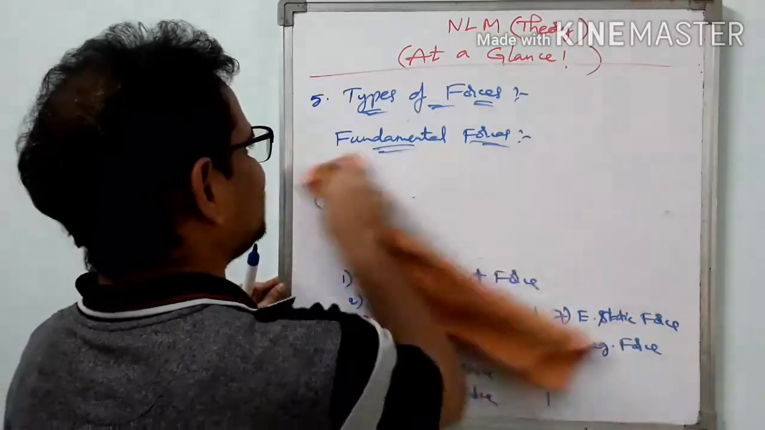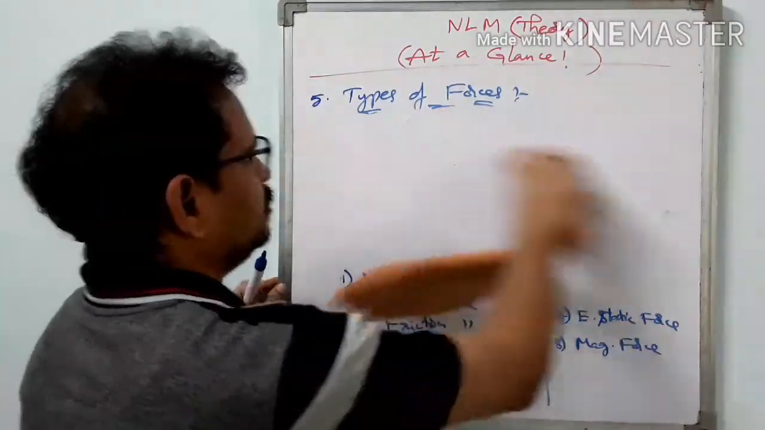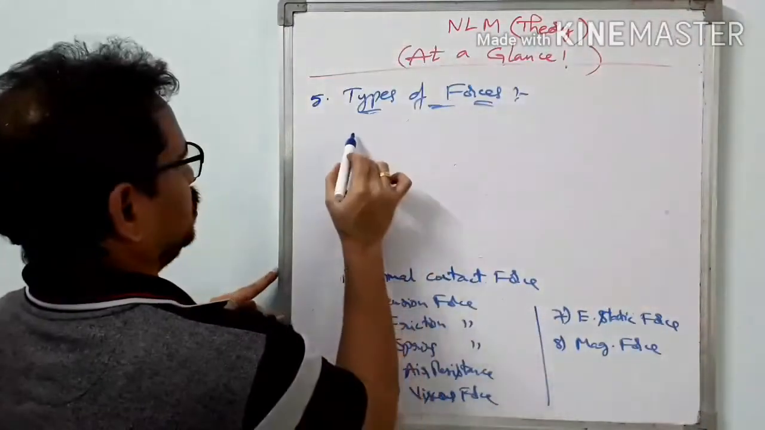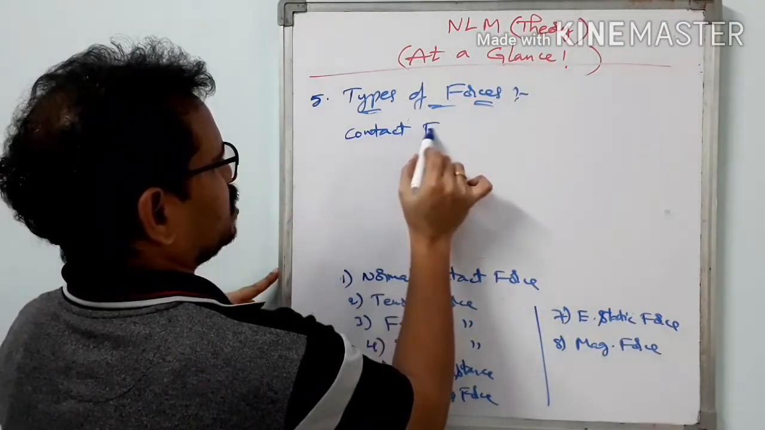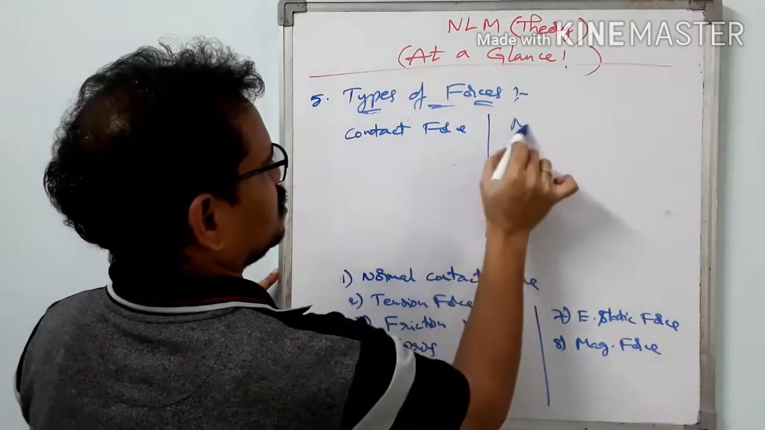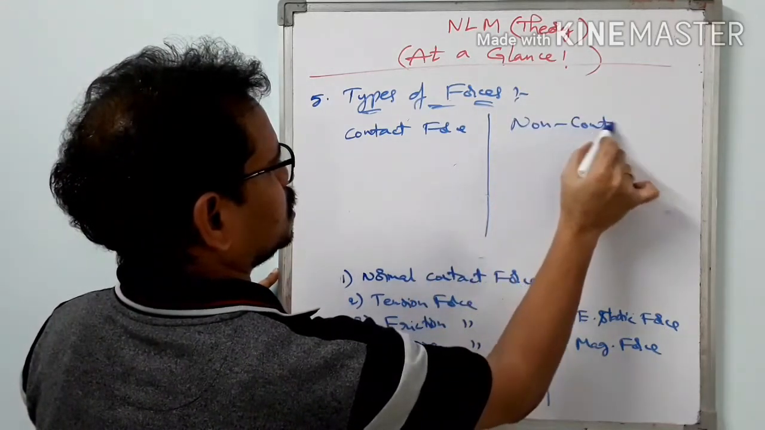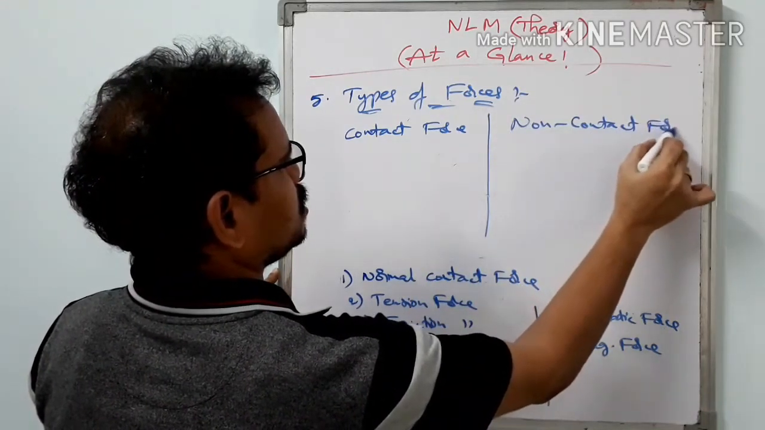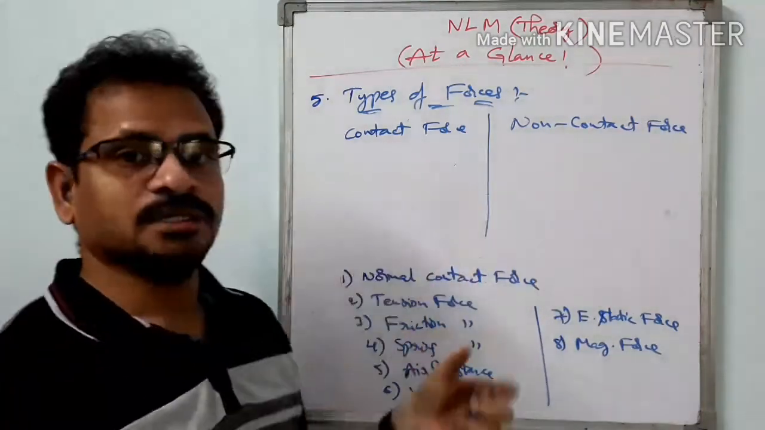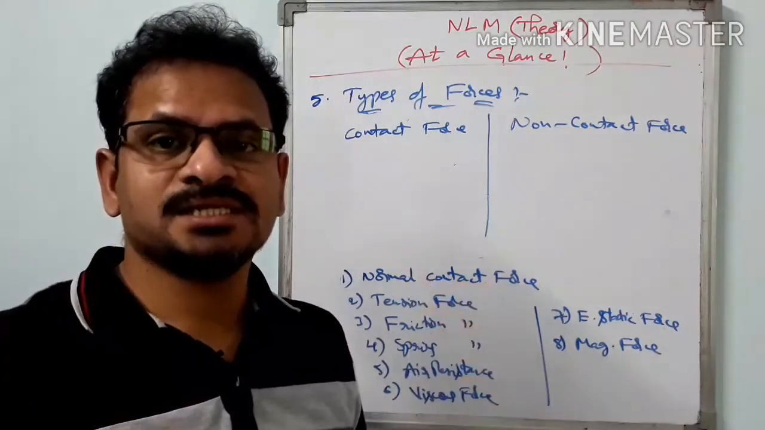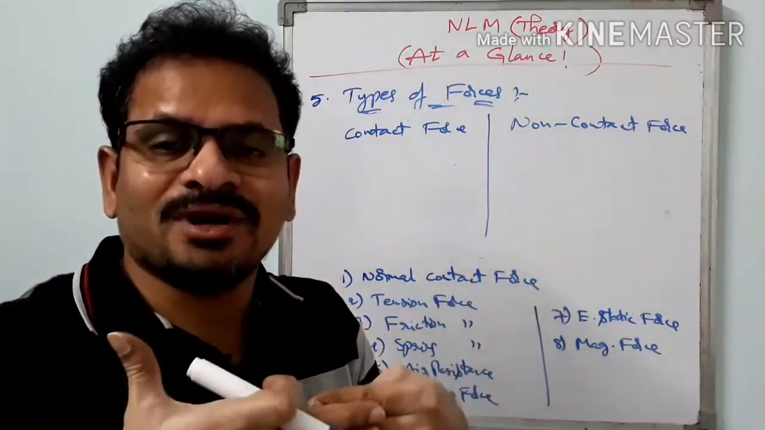Next category, next classification is contact force, non-contact force. What is a contact force and what is a non-contact force? In the name itself it is there. Contact force is the force that comes into existence when two bodies come in contact.